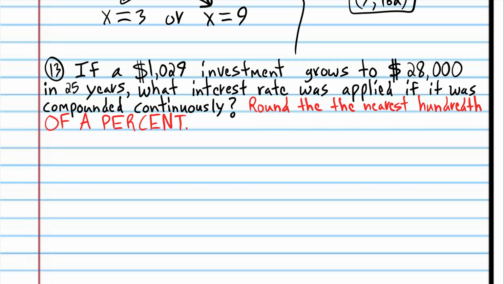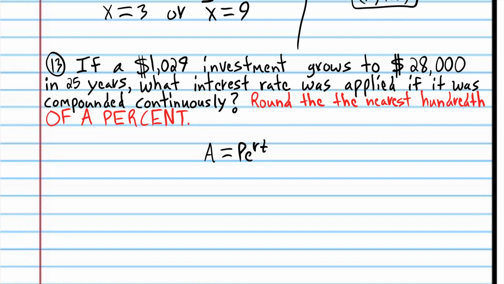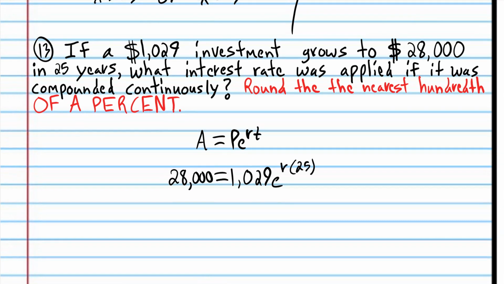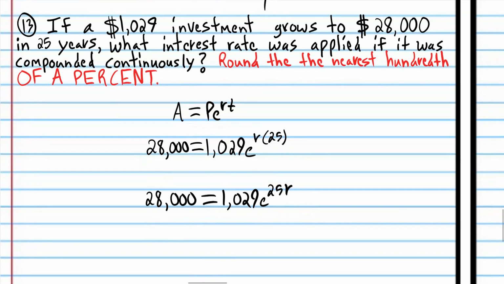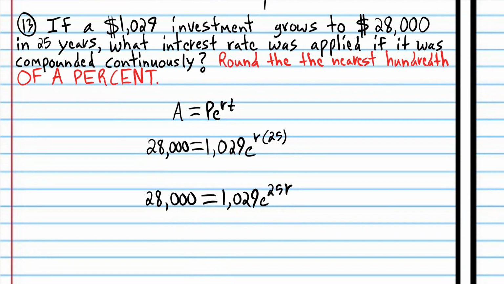So our equation is A is equal to P e to the RT, and it says the investment starts at 1,029 and it grows to 28,000, and this occurs over a period of 25 years. So it's traditional to write the 25 before the variable. And then we're going to solve this basic exponential equation.